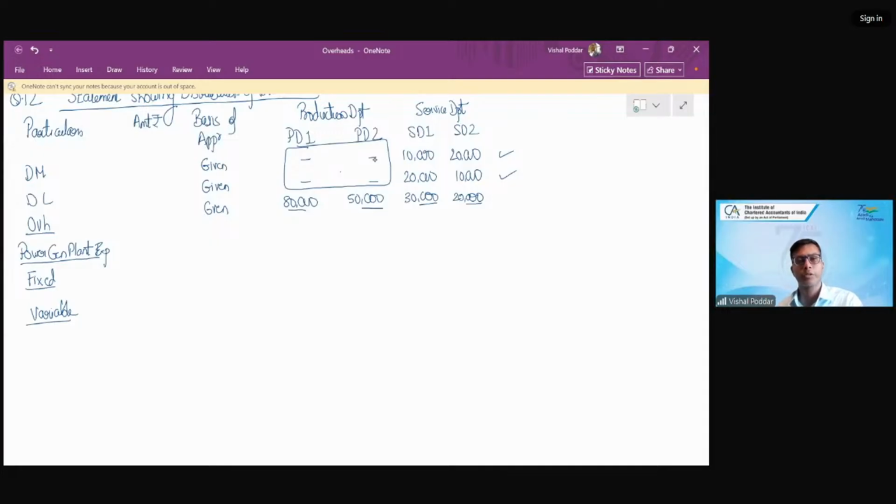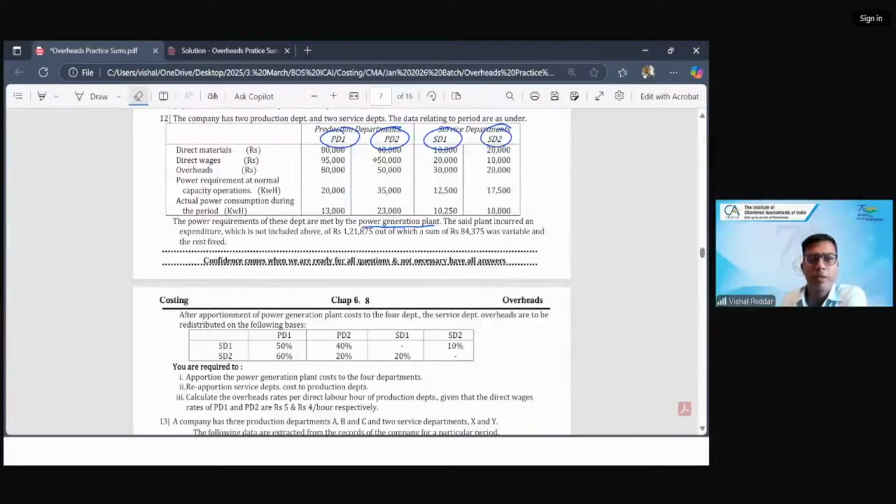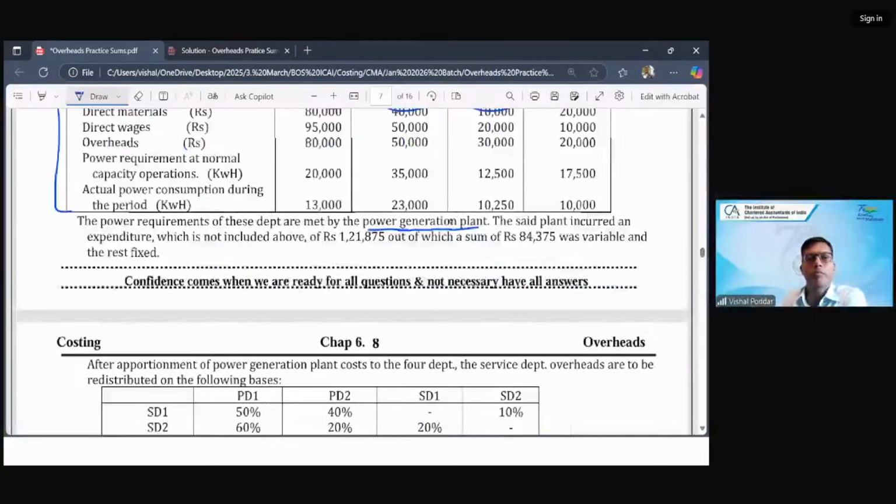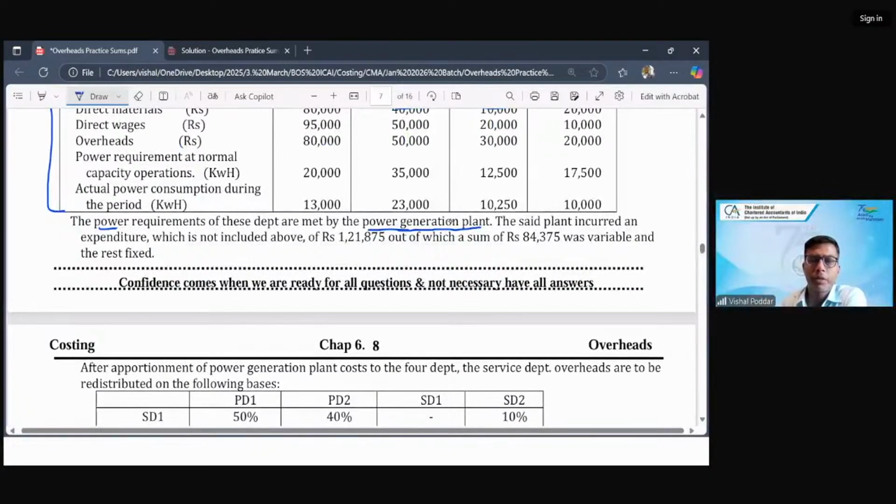If you have read the question, besides the data given in the first part, the further part says the power requirement, that is the electricity for running the machines of these departments, is met by the power generating plant. So the factory has its own power generating plant. This is very common in huge industries that they do not rely much on the state electricity boards supply. They have their own parallel power generating plant unit. So this company also has its own power generating plant.